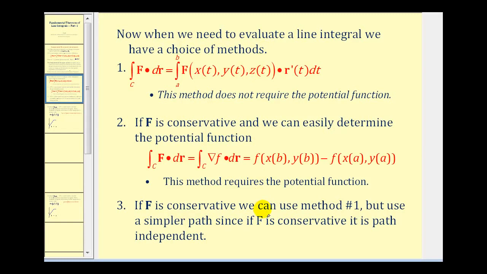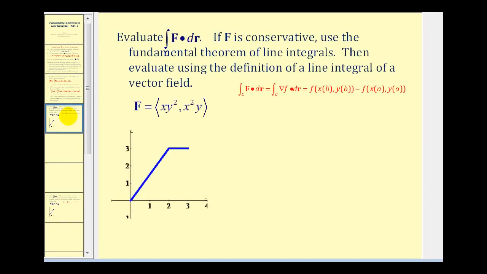So in this video, we'll take a look at one example and evaluate the line integral using all three of these methods. And we'll start by using the fundamental theorem of line integrals. So first we'll check to make sure this is a conservative vector field. Since this is a vector field in R2, we have to check to make sure that the partial derivative of g with respect to x is equal to the partial derivative of f with respect to y, where f would be xy squared and g would be x squared y. Well, the partial derivative of g with respect to x would be 2xy, and the partial derivative of f with respect to y would also be 2xy. So this is a conservative vector field.